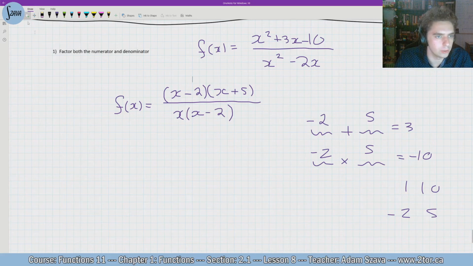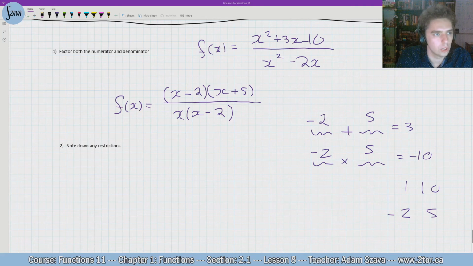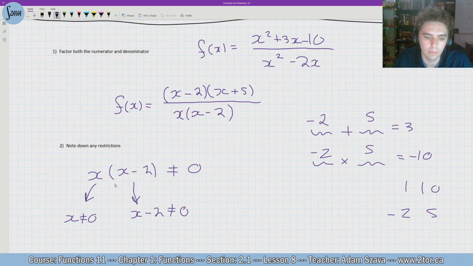Now, step number 2 is note down any restrictions. Restrictions, that's an important thing. The denominator has 2 possible restrictions, right? We do this by taking the denominator, x times x minus 2, and saying, well, we don't want this to equal 0. So how could it equal 0? Either x could equal 0, or x minus 2 could equal 0, right? In other words, x not equal to 2. So those are our 2 restrictions.